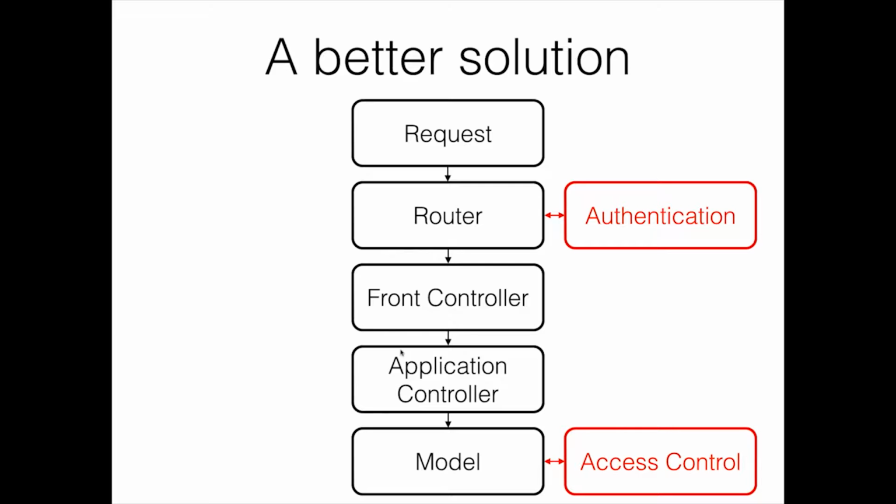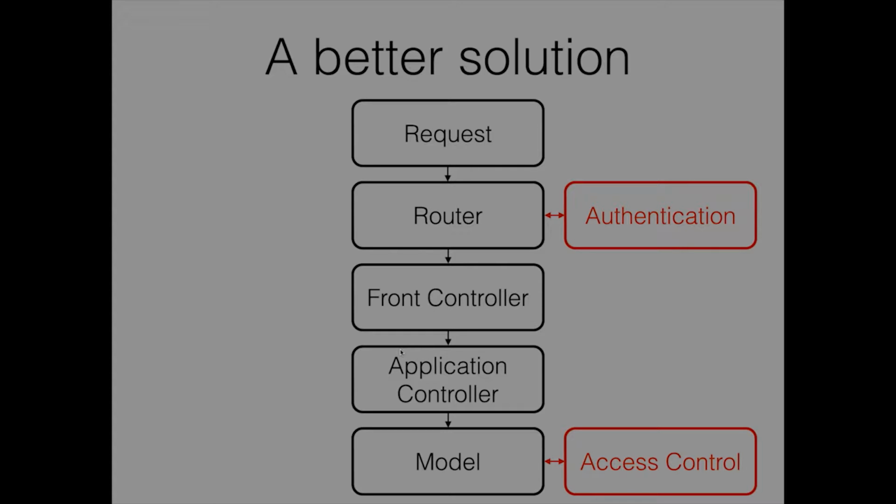In those cases, the access control really belongs as part of the model. It's not something that belongs as part of the front controller. It's something that belongs as part of the model. So where you put your access control is largely a function of how your model is constructed, and I don't have a diagram that describes that.